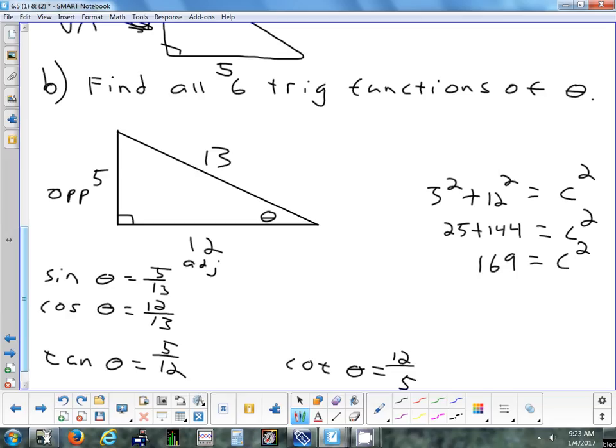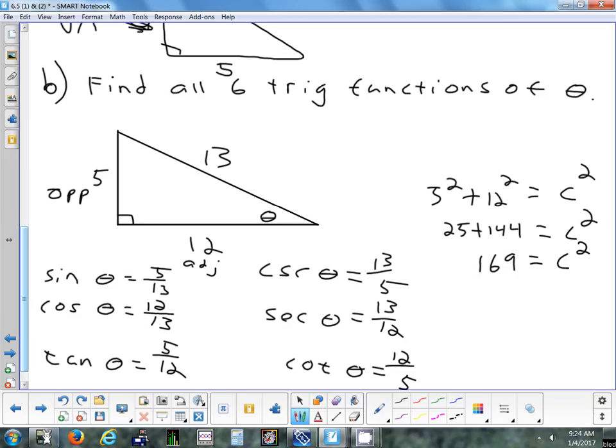How about the secant? 13 over 12. Good. Yeah, I said this one. I didn't say the top one. I was just seeing if anybody would say 13/5, but nope. Secant is 13/12. And how about cosecant? 13 over 5.